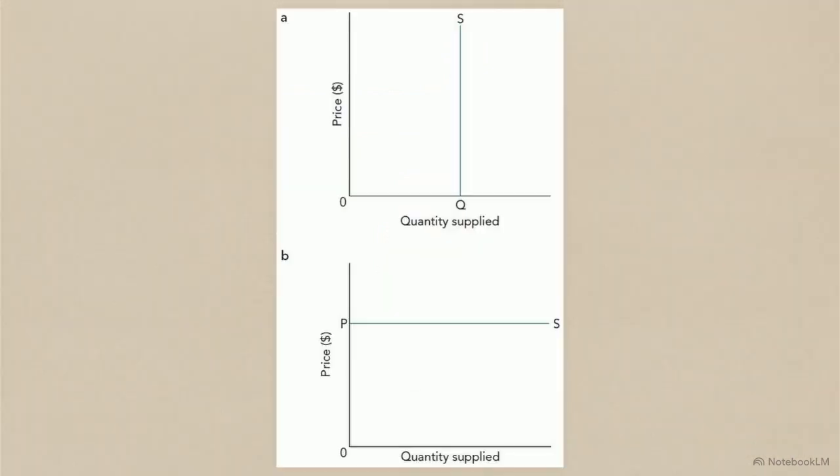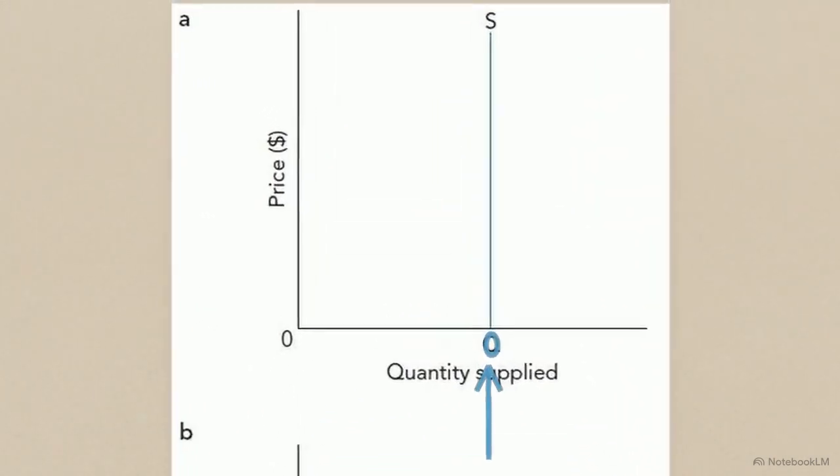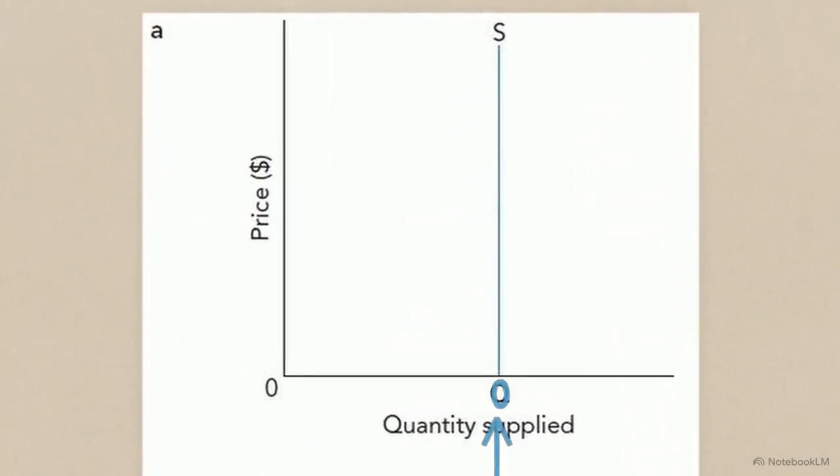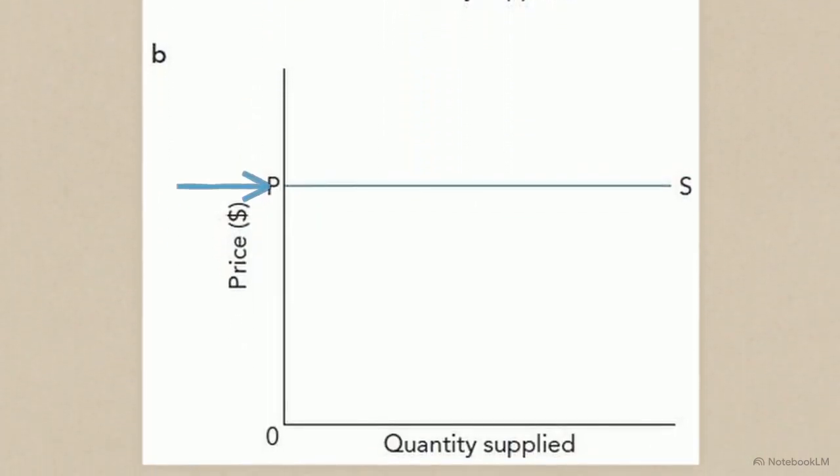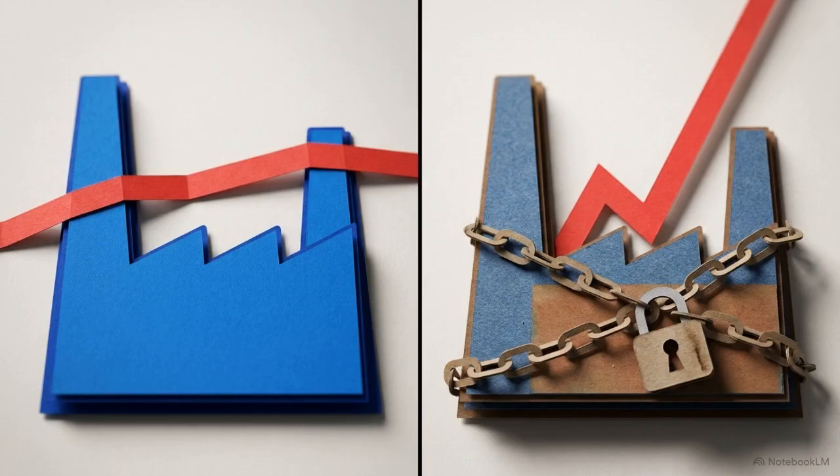We can see the theoretical boundaries of this concept on these two graphs. Graph A shows a completely vertical line, meaning supply is perfectly inelastic. The quantity supplied doesn't change regardless of price, giving us a value of 0. Graph B shows a horizontal line, where supply is perfectly elastic and the value is infinite. By comparing the slopes of these curves, economists can identify whether a specific industry is flexible or constrained by its production limits. Let's test this.